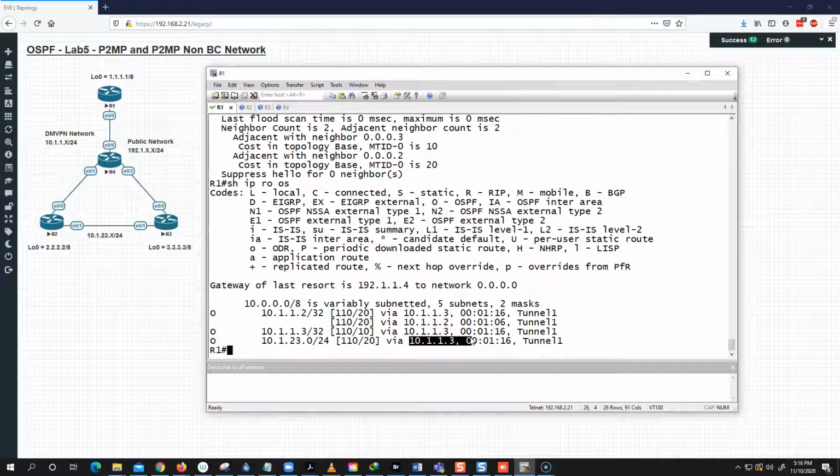And if we shut off the multicast capability, we have to define a neighbor command, usually on the hub site. You can do it on both ends, but the hub side is sufficient.